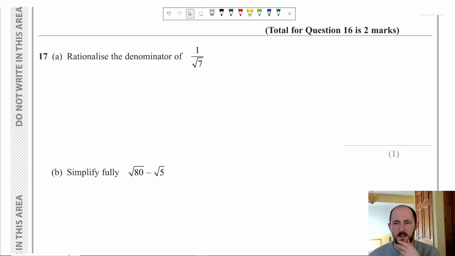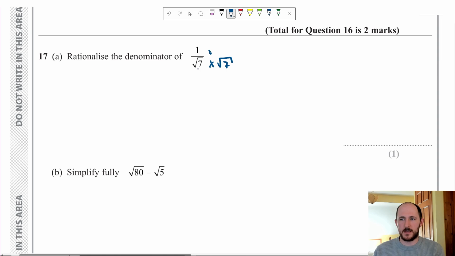A little bit of cheeky surds action. So when you rationalize the denominator, you need to get rid of the surd in the denominator. The way you do that, if there's just one term in the denominator, is you times by itself, because root 7 times root 7 will become 7. So in other words, it gets rid of the surd. So that would be 1 times root 7 is root 7 over 7.